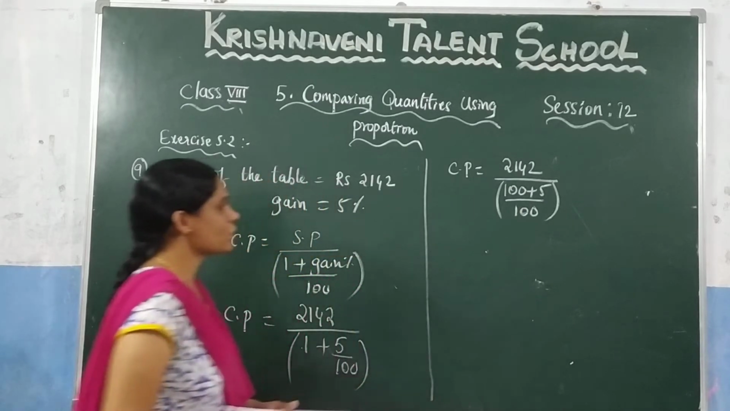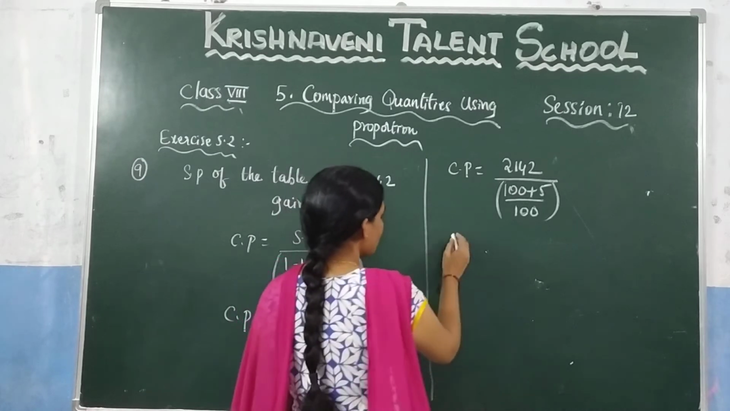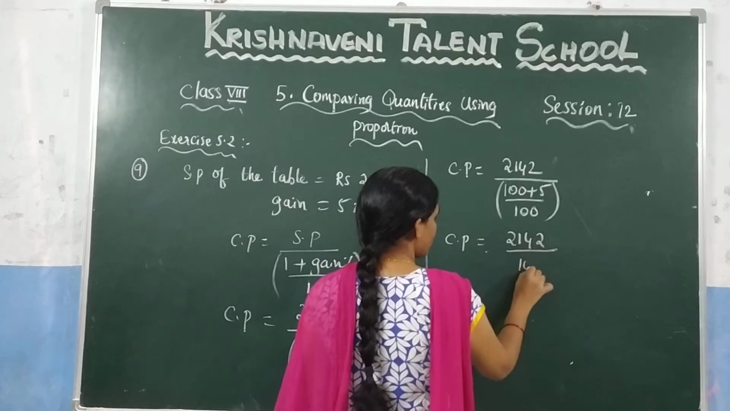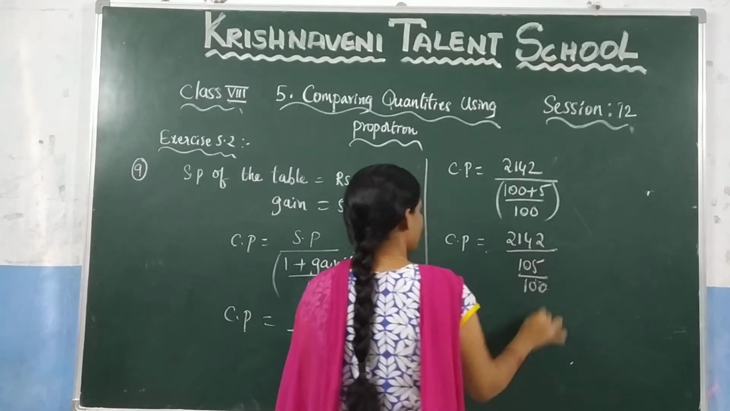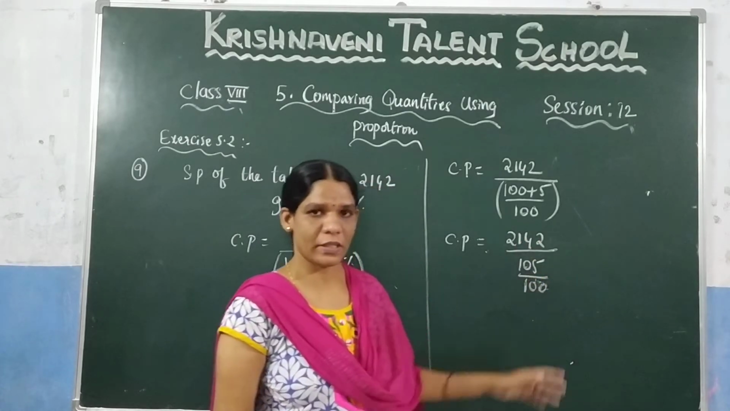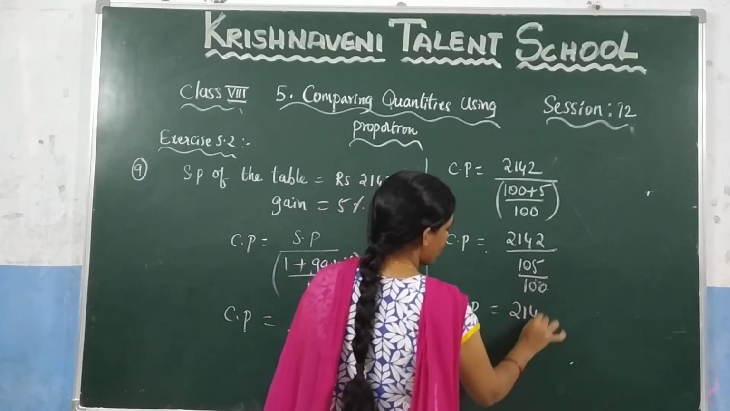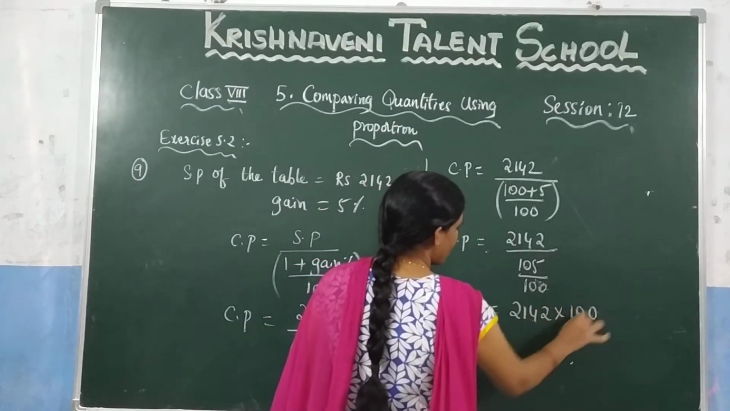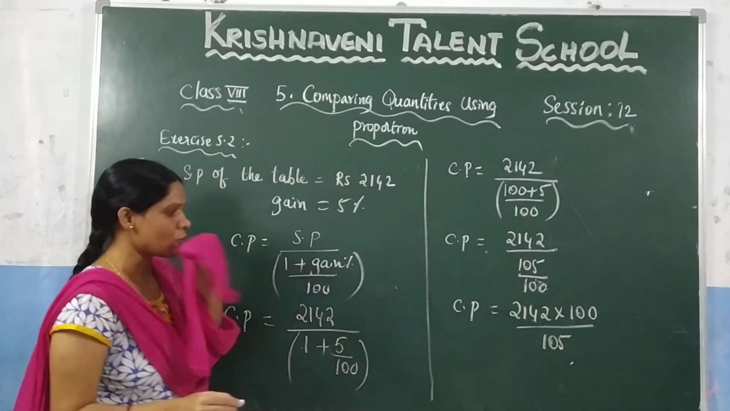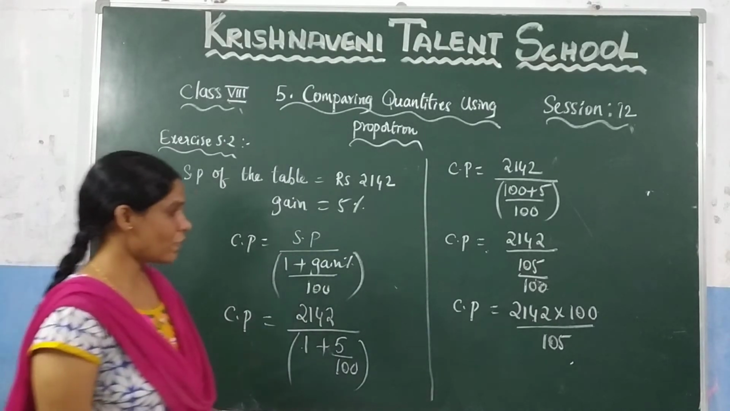Now let us simplify this one. How much you will get here? 100 plus 5, which is nothing but 105. So you will get the cost price as 2,142 by 105 by 100. Now you know that if you take this value to the numerator, division becomes multiplication, so that you will get 2,142 into 100 by 105. If you take that one, it will become multiplication. Now you need to calculate this value, so that you have to find the value of the cost price.